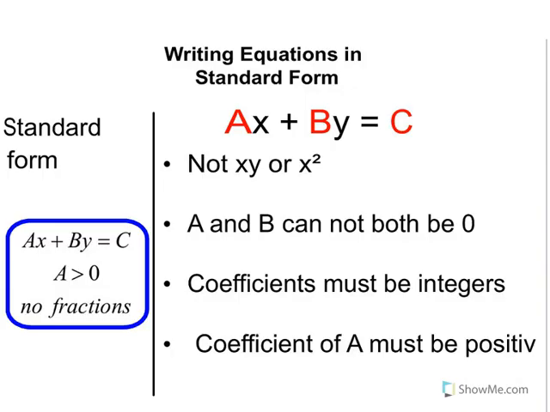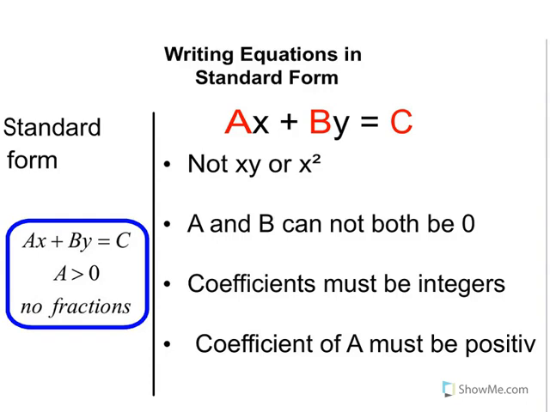When we're writing equations in standard form, it's important for us to note that the standard form equation is ax plus by equals c. Note that the variables x and y are on the same side. A and b cannot both be 0, so you must have either an a or a b. They could both be there, but at least one has to be present in order for it to be in standard form.